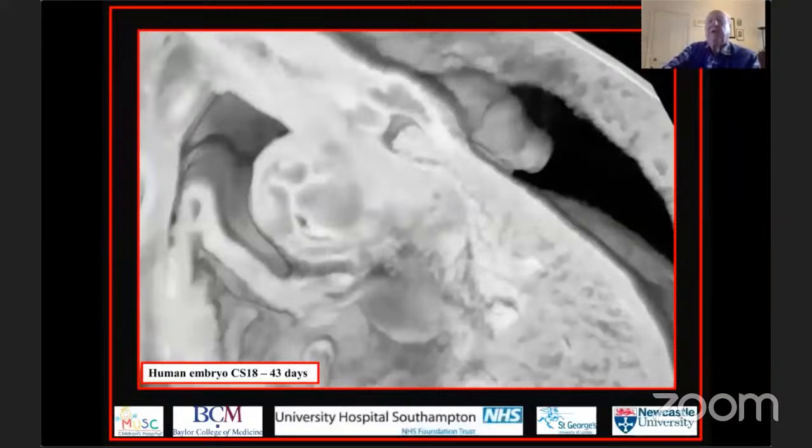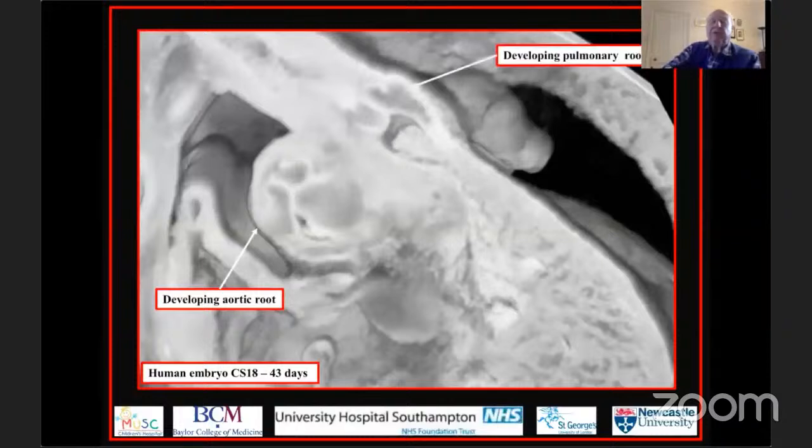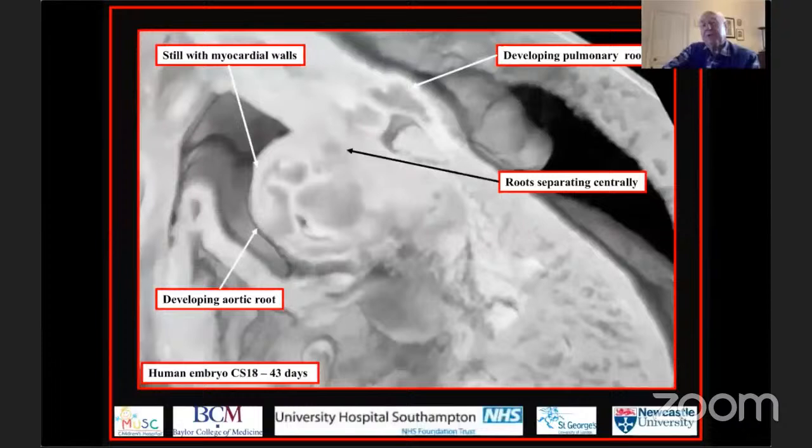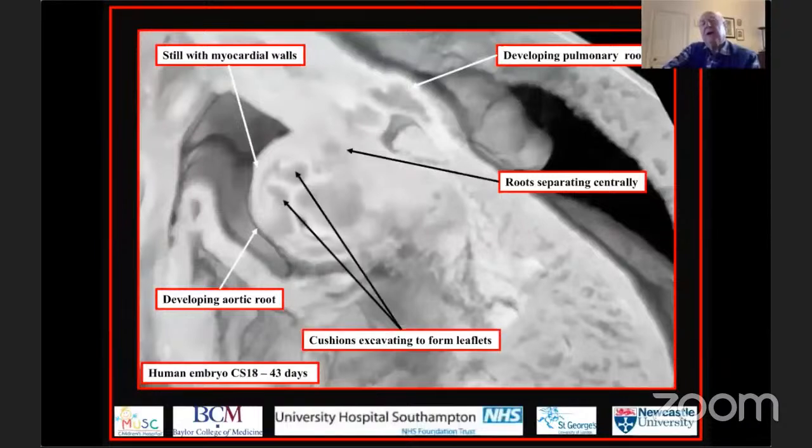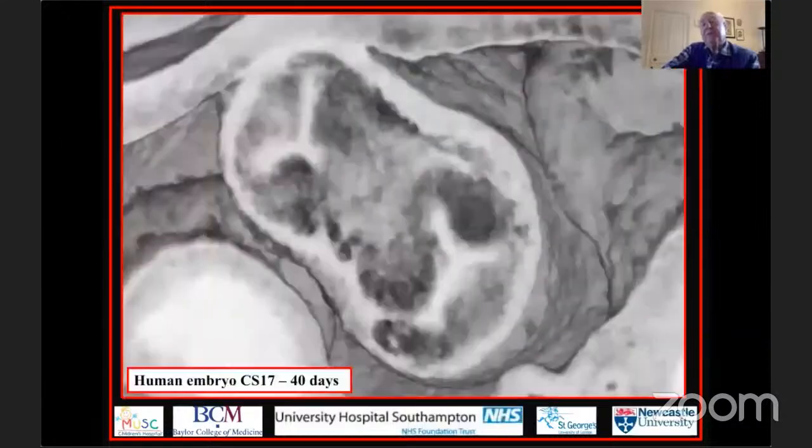And then if we go on one more stage, and now we're at the beginning of the 7th week of development, we can see in this oblique subcostal equivalent the aortic root and pulmonary root, still within their myocardial walls, but now I hope you can see that the cushions are fused centrally, but those unfused components, along with the intercalated valvar swellings, are excavating to form the valvar leaflets. And it's what happens during that process of excavation that explains what gives us critically stenotic aortic valves.